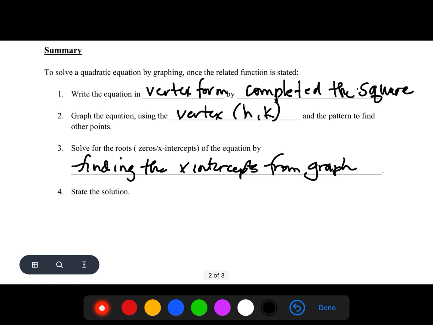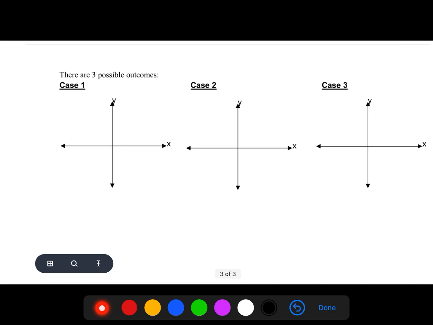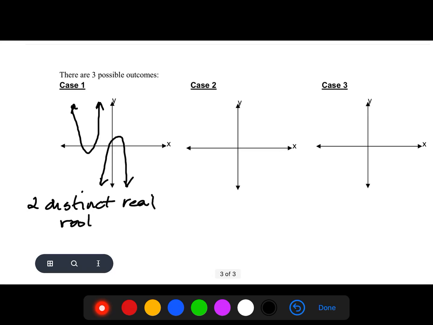Now, we also notice from our 3 examples that we have 3 different possible outcomes. When our parabola starts below our x-axis and opens up, or starts above our x-axis and opens down, we have 2 distinct real roots, which means we have 2 different x values that satisfy the equation.